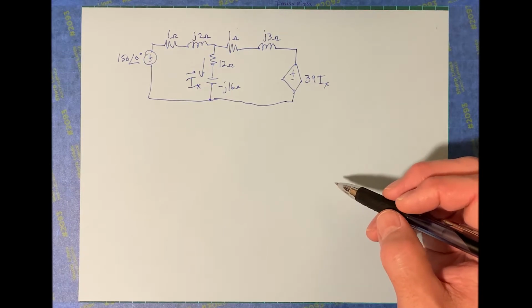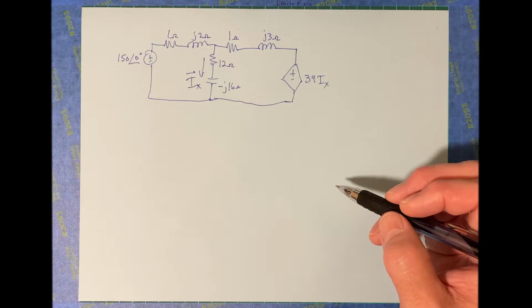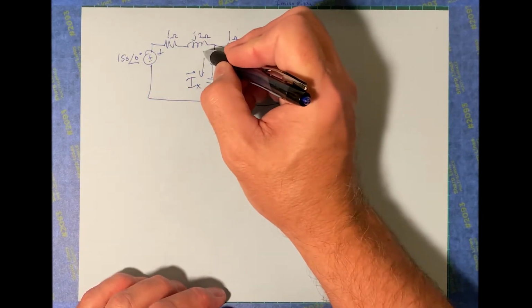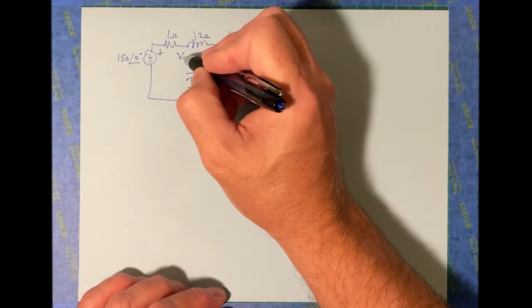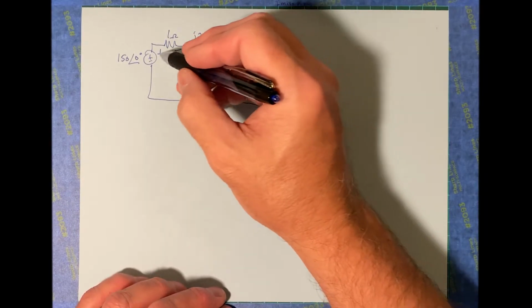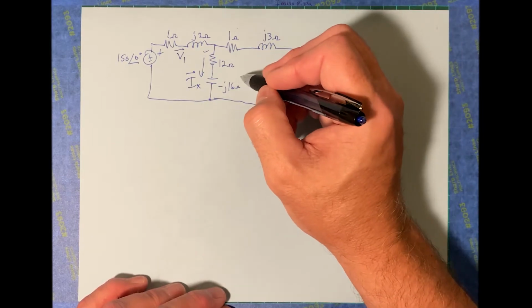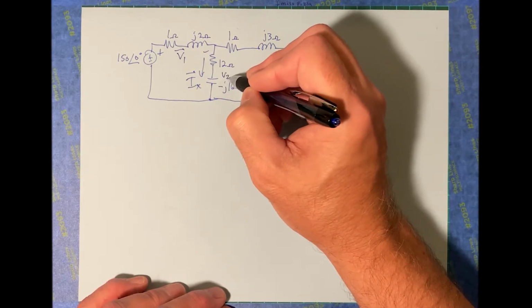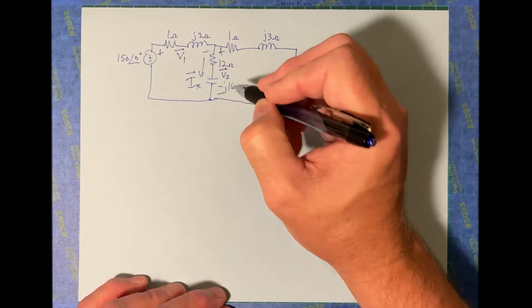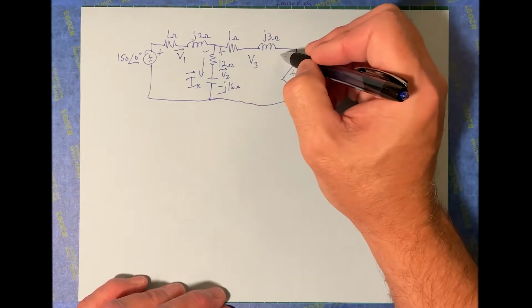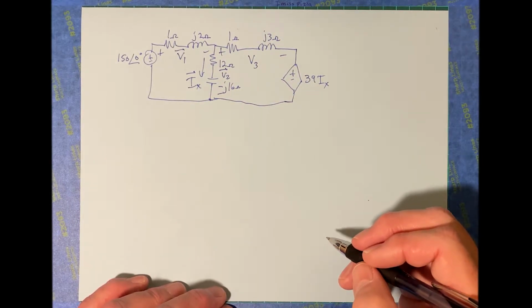So here's what I want to find in this one. I want to find the voltage, let's call that V1, across this branch up here. I want to find V2, which is across that branch right there, and then I want to find V3, which is across that branch right there.